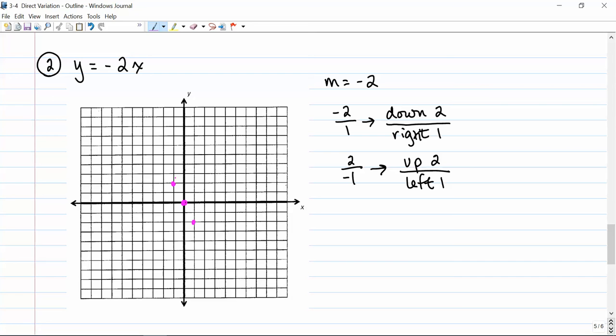And you could continue to go from this point down 2, right 1, down 2, right 1, or from this point here up 2, left 1, up 2, left 1. But I'm okay if you just do the origin and then 1 point on either side. So that's the graph of the line y equals negative 2x.